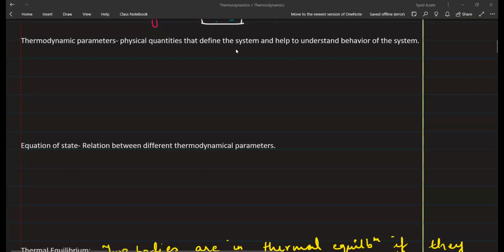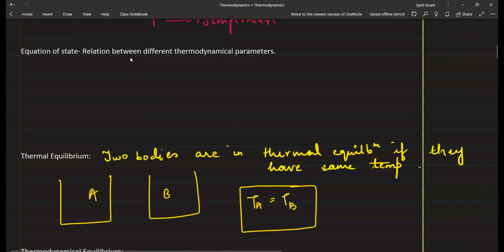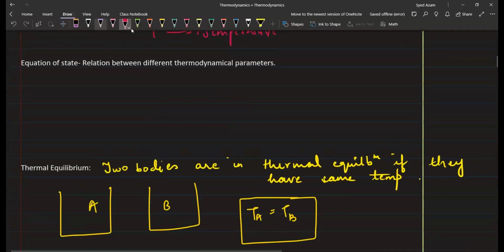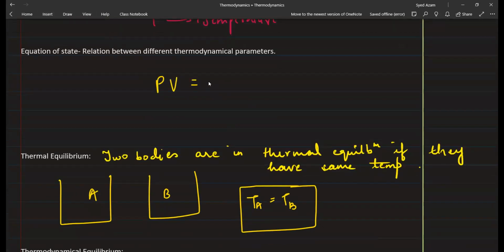Okay. See, physical quantities that define the system. We'll be talking about three quantities in detail. One is the pressure, another one is the volume, and the third one is the temperature. Now, the equation of state, the relationship between the thermodynamical parameters. So you have an equation, PV = nRT. This is the equation, PV = nRT.